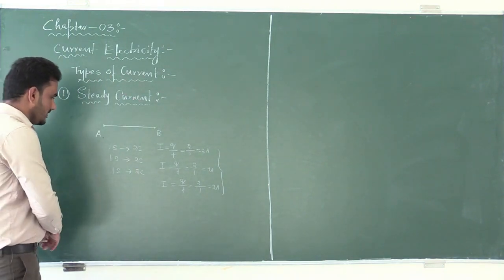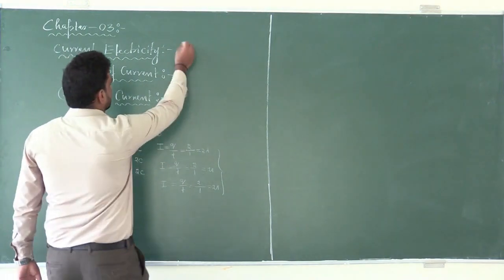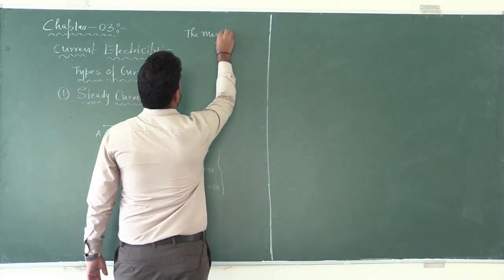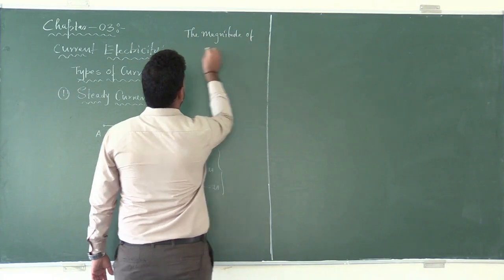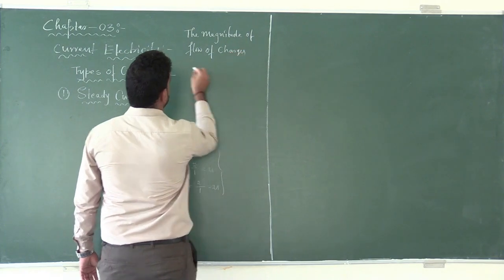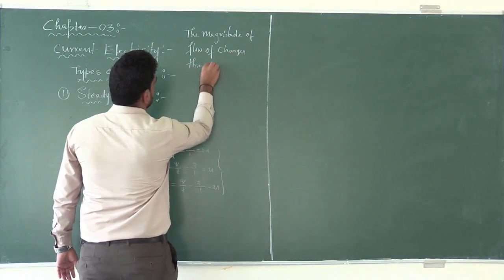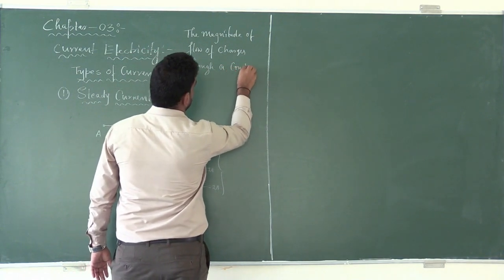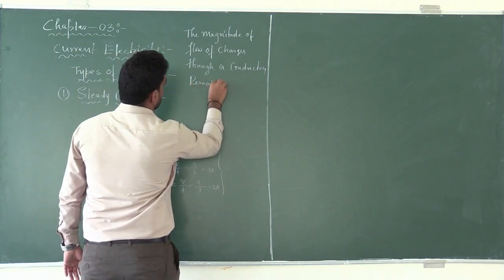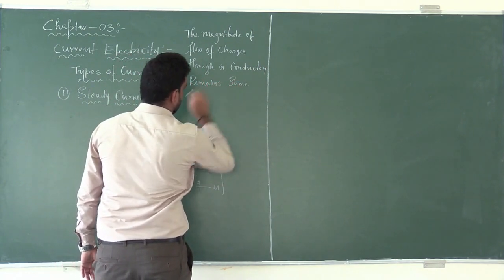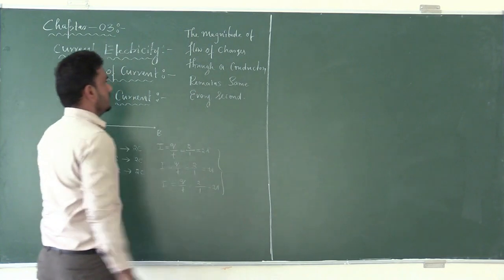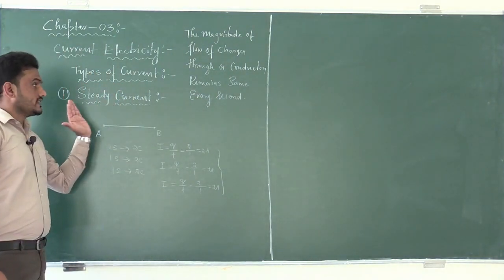So I can write the statement like this. The magnitude of flow of charges through a conductor remains the same or constant every second. Such current is called steady current.